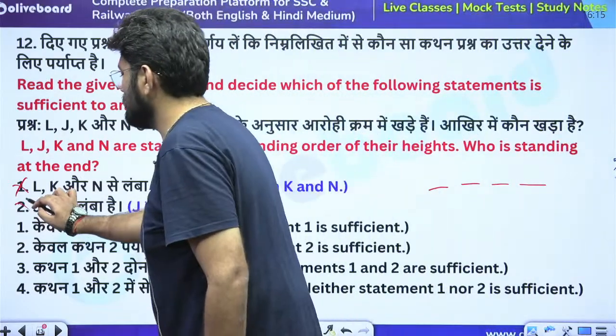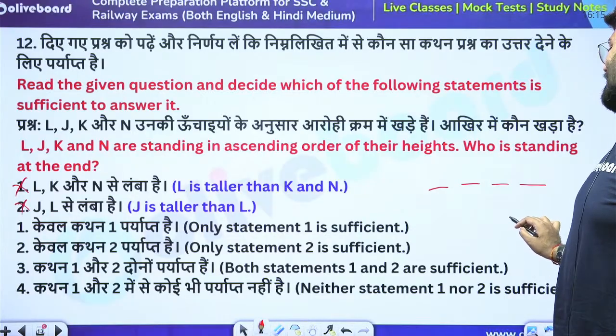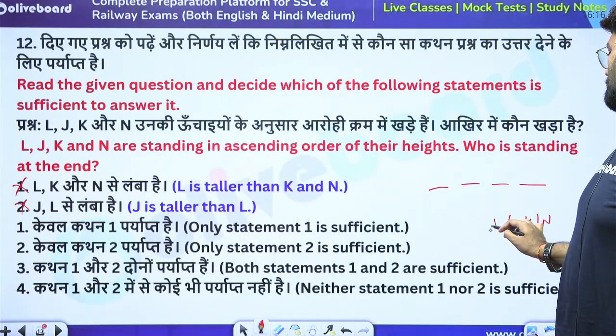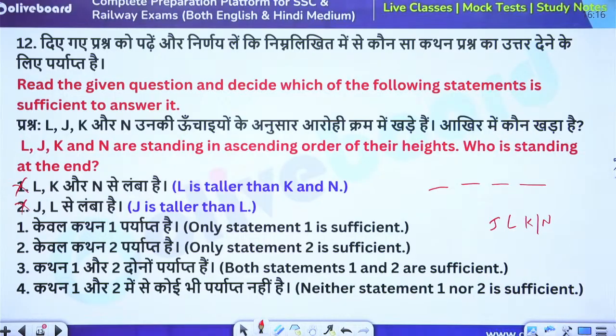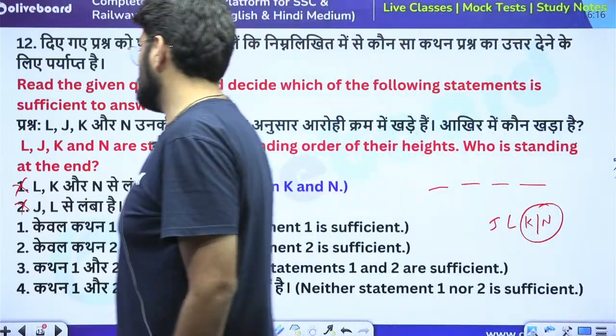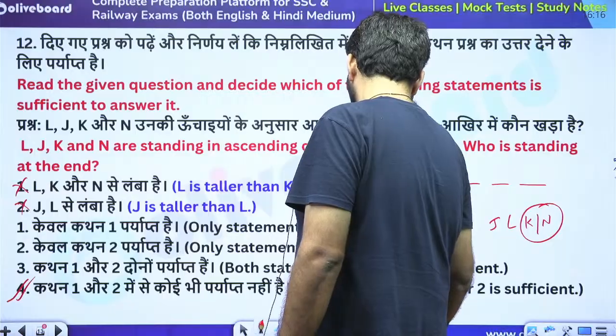But if you take both of them together, L is taller than K and N and J is taller than L. They are asking us who is standing at the end. It's still not clear because it can either be KN or it can be NK. So the answer is neither statement 1 or 2 is sufficient to answer the question. Again, option 4 is the right answer.